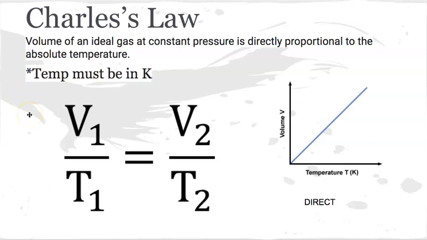Okay, our next one is Charles' Law, which says that volume and temperature are directly proportional. If you heat up a gas, it expands. If you cool off a gas, it contracts. So we get that directly proportional graph. V1 over T1 equals V2 over T2.